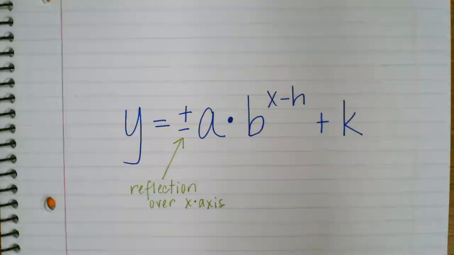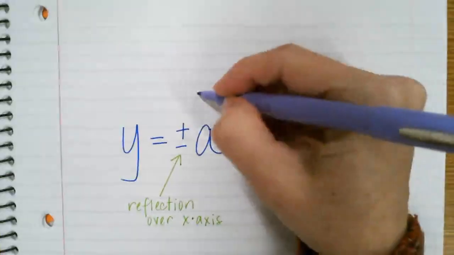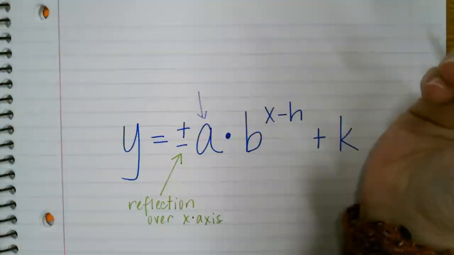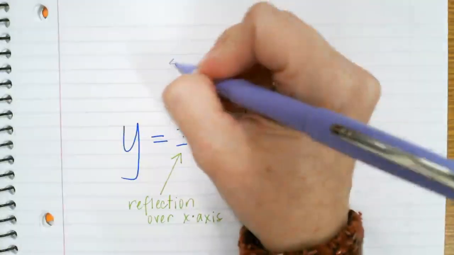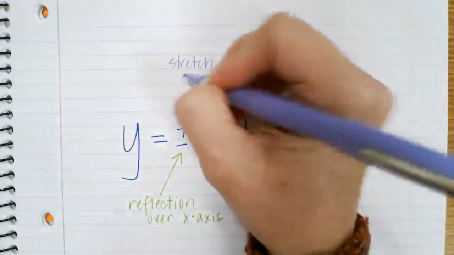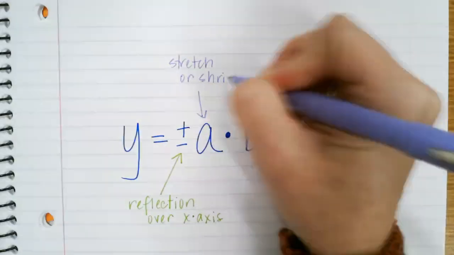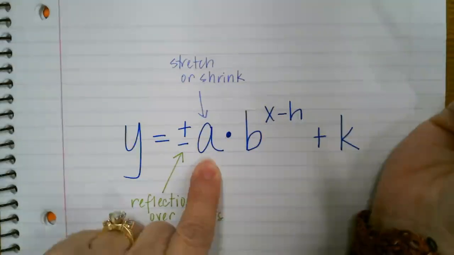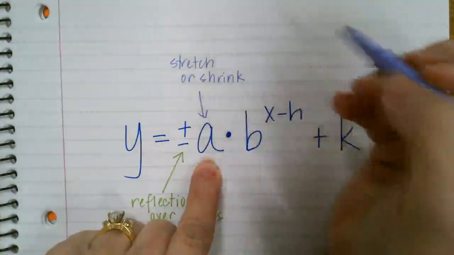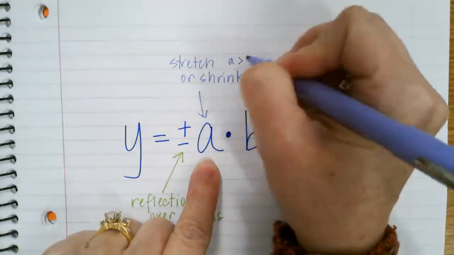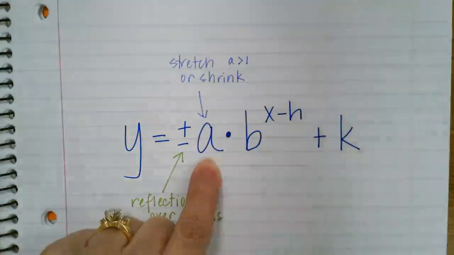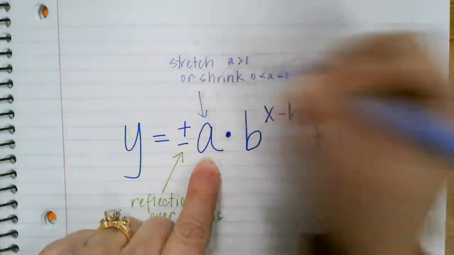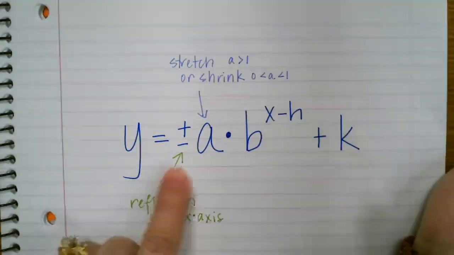Okay? The a value, if you remember in our quadratics, this was the stretch or shrink. Now, the question is, do you remember when this caused a stretch and when it caused a shrink? Well, it's going to be a stretch if a is bigger than 1, and it's going to be a shrink if a is less than 1, but still positive, because the negative causes the reflection.